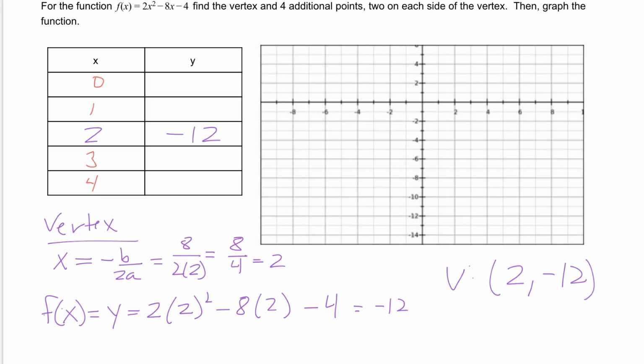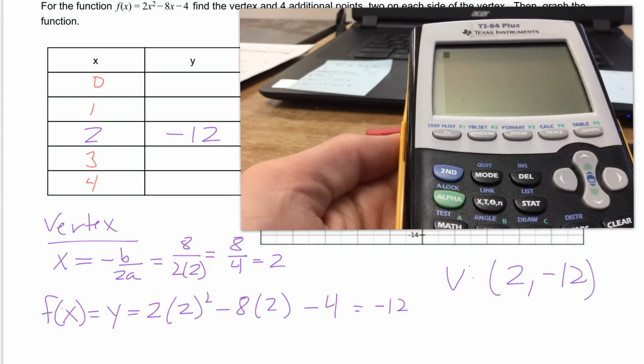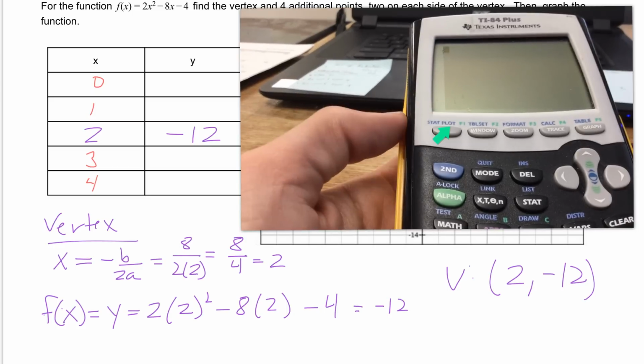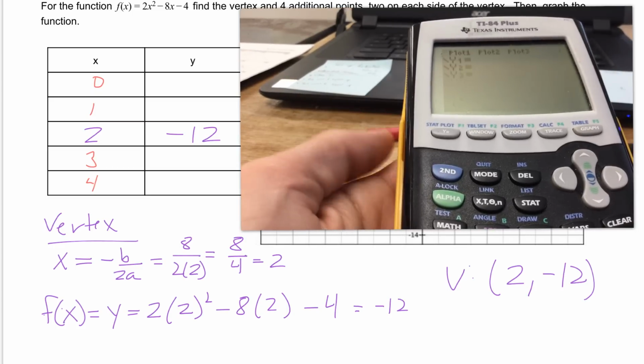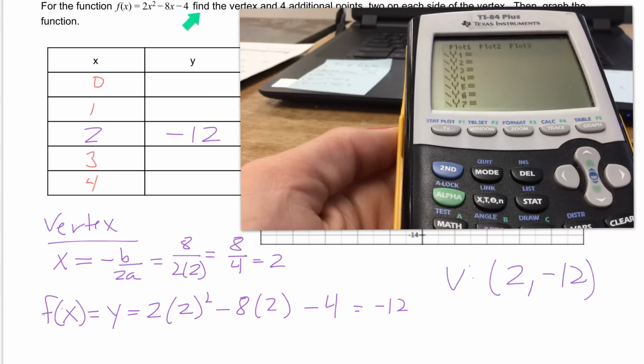To find these points, all you need to do is plug the numbers in for x to get the y value. An easy way to do that is to use your graphing calculators, and I'll show you how to do that in just a second. So to fill out the graphing calculator, you can see my graphing calculator over here on the right. You're going to start by going to your y equals, which is right here. And you're going to type in the equation exactly how it looks. So this 2x squared minus 8x minus 4 should be in your y1.